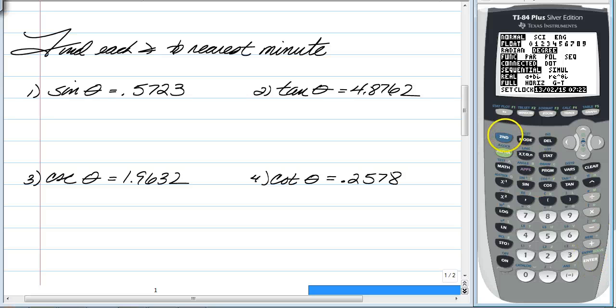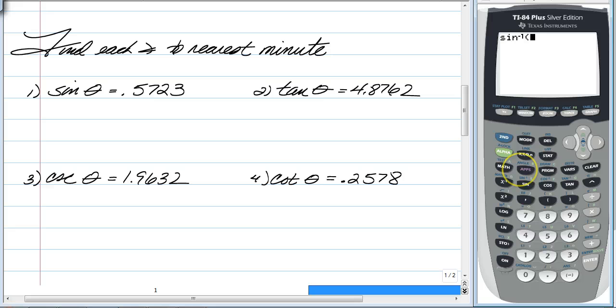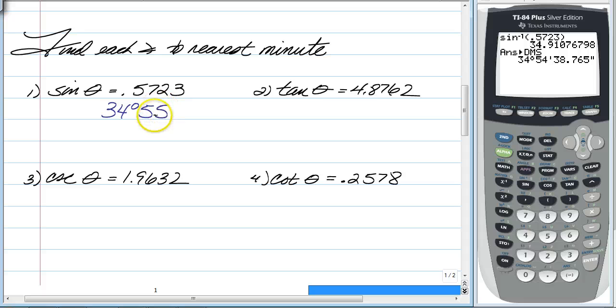And since the last problem you probably did, number 6, was in radians, you've got to make sure you go back to degrees. So it's telling us that the ratio is 0.5723. Once you do that, you're going to get 34.9107, and so on. However, this did say round to the nearest minute. So you need to go back and press second angle, and number 4 changes it back to degrees, minutes, and seconds. And rounding, since we're above 30 seconds, our final answer is going to be 34 degrees and 55 minutes.